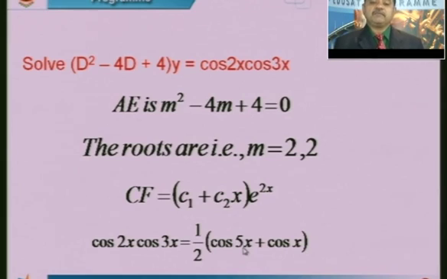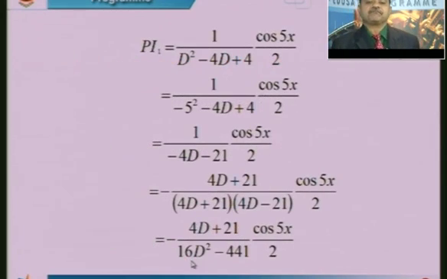Again we have two PIs. One is cos 5x by 2, another is cos x by 2. The usual second type forms. PI1 is 1 by D squared minus 4D plus 4 into cos 5x by 2.